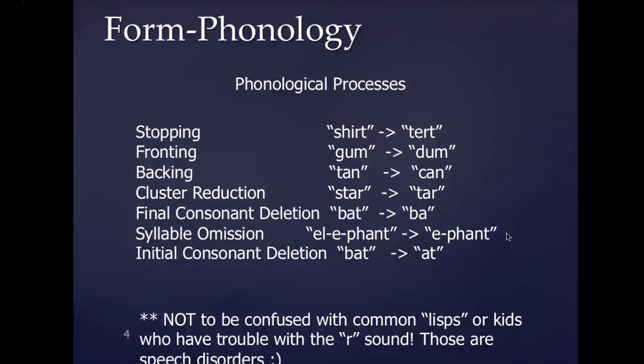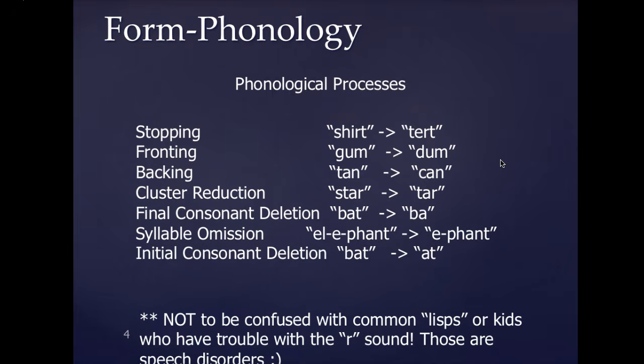So if you look at stopping, the example is shirt turns into turt. So what happened there is the continuous sound of sh turned into a stopping sound. So we call that stopping. Another example, if you go down to cluster reduction, you see on the right-hand side that star became tar. So that consonant cluster of ST was dropped. The first consonant S was dropped to become tar. So we call that consonant cluster reduction. So star, tar. And another example down at the bottom, initial consonant deletion, bat became at. That first consonant was just deleted.